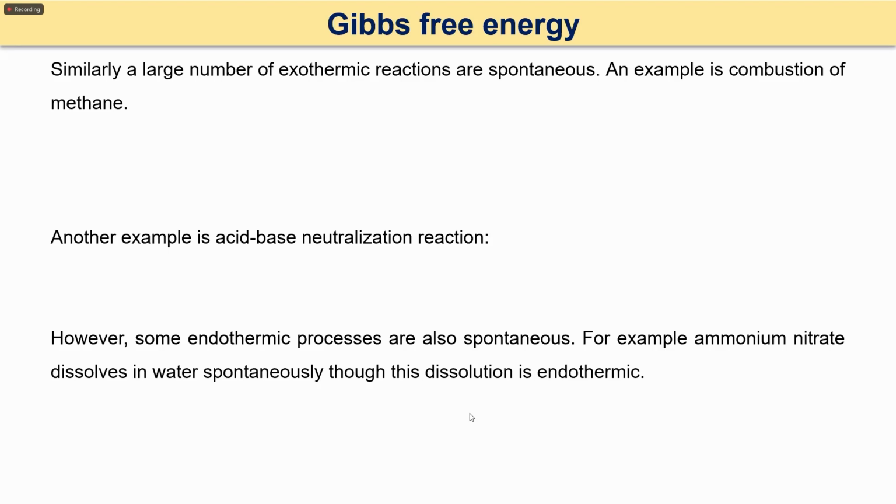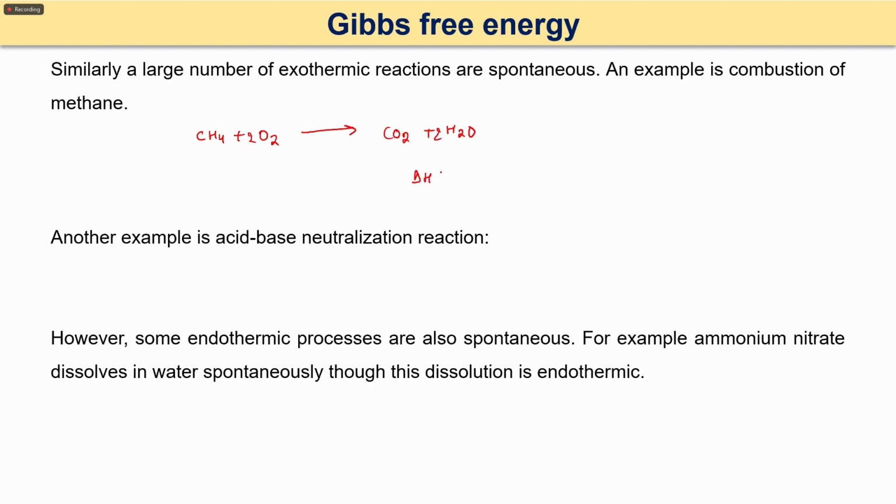Similarly, a large number of exothermic reactions are spontaneous. An example is the combustion of methane. Methane is CH4, and combustion means we are burning it in the presence of oxygen to give carbon dioxide and water. So if we balance this reaction, we will get this.